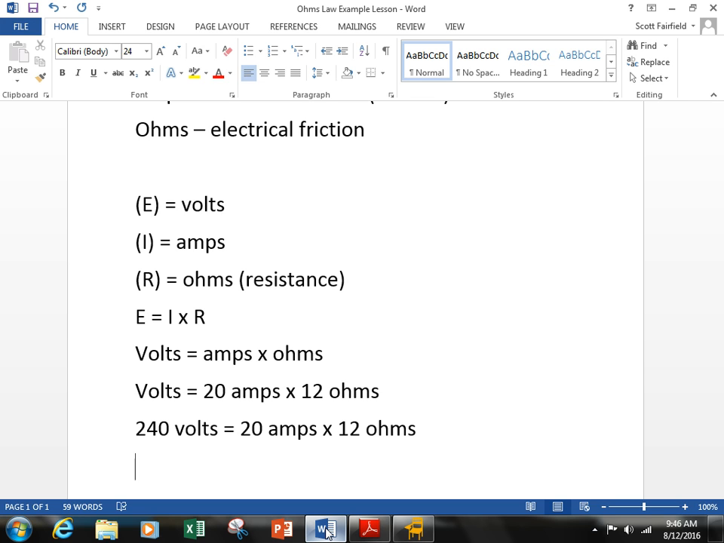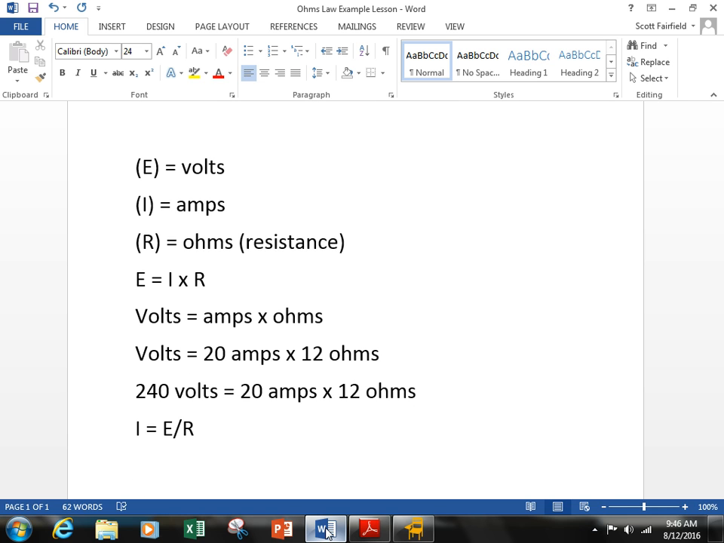So mathematically, we set that up: E equals IR. If we do a little algebra, we can flip this around and say amperage, and yes, that's where algebra comes in. Algebra is everywhere. So we've got amperage equals voltage divided by resistance. We can show that one, so we can flip that around.